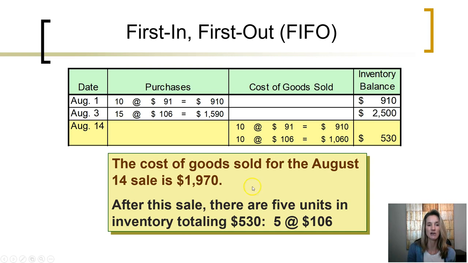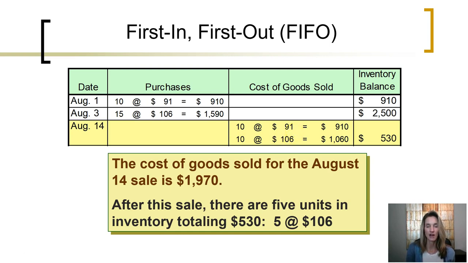So at the time of the sale, there were 2 levels of inventory available. There were 10 units and 15 unit layers. The 10 units were the first in. The 15 units were purchased after the 10 units. So to apply the FIFO method, we are going to start with the first inventory in. The first inventory in at the time of the sale had been these 10 units at a cost of $91 apiece. So we know that if we sold 20 on August 14th, 10 of them we are going to assign a cost of $91.